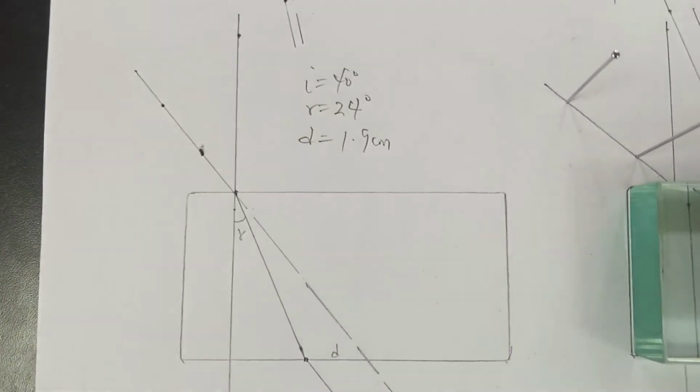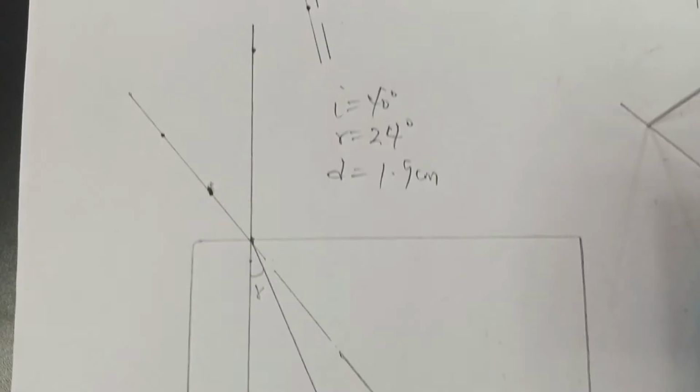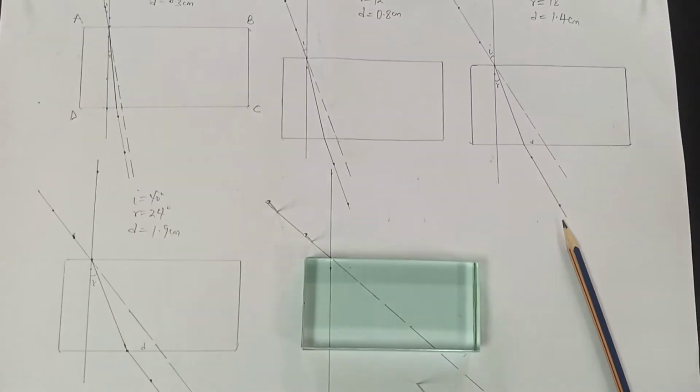All right, so here is our fourth reading. I equal to 40, constant value given. Our R gives us 24 degrees and our D gives us 1.9 cm. Here also is our last setup. Remember, we have only 5: 1, 2, 3, 4, and then the fifth one, which is the 50 degrees for the I. This has already been measured.